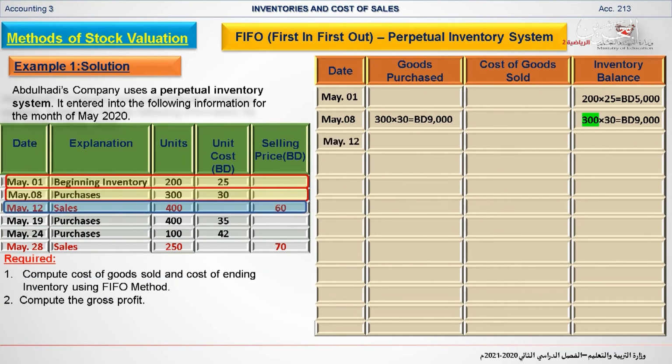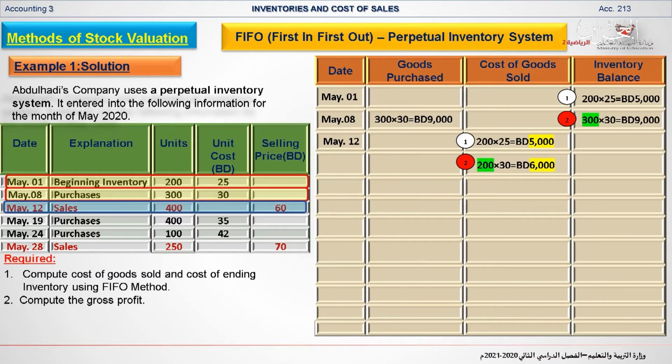On 12th of May, the company sold 400 units. So, here we have to calculate the cost of goods sold using FIFO method, which is first in, first out method. So we will start by the oldest inventory first, by multiplying the number of units by the unit cost. 200 units will be sold from beginning inventory at a cost of 25 BD. The other 200 units will be sold from inventory purchased on 8th of May at a cost of 30 BD.